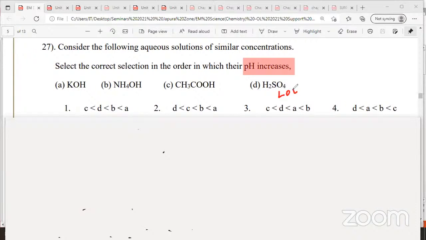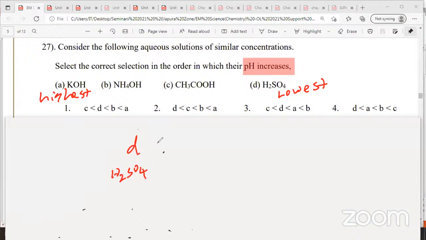Lowest pH this, highest pH this. Lowest to highest: H2SO4, that is D. D should come first. That is H2SO4, lowest pH. That is a strong acid.